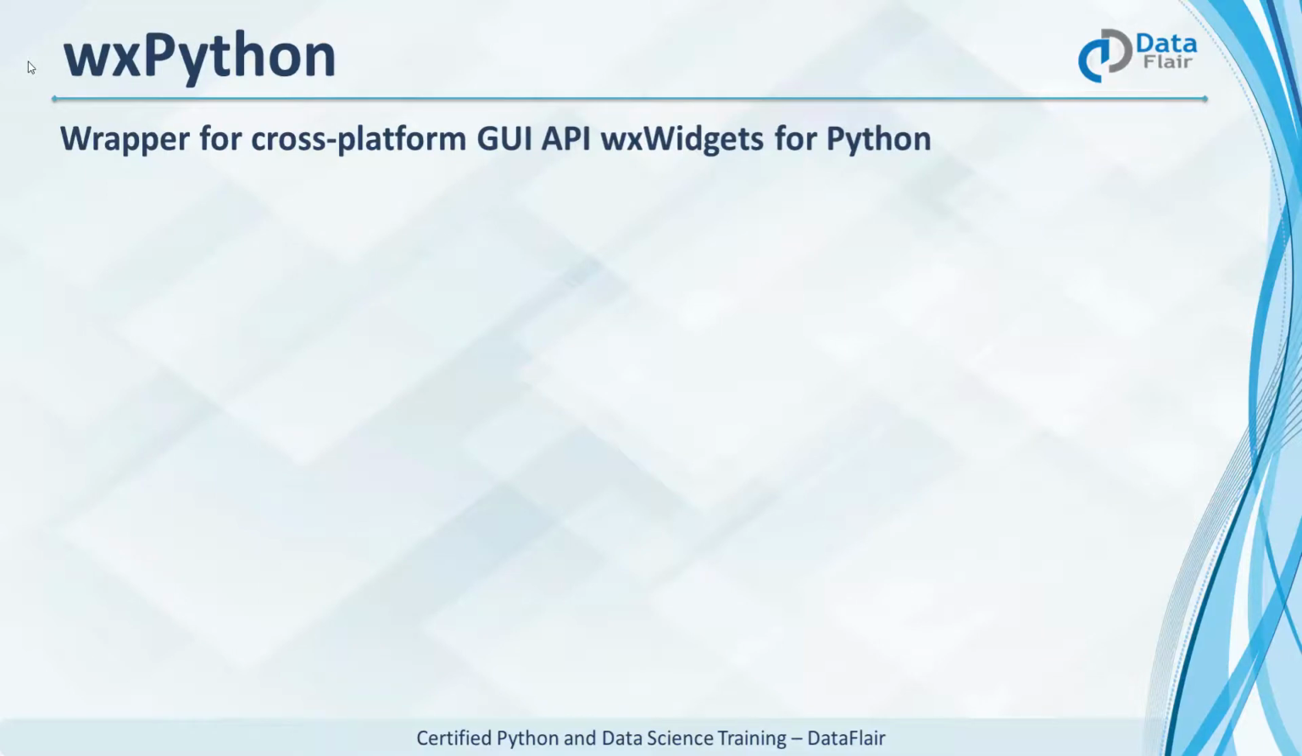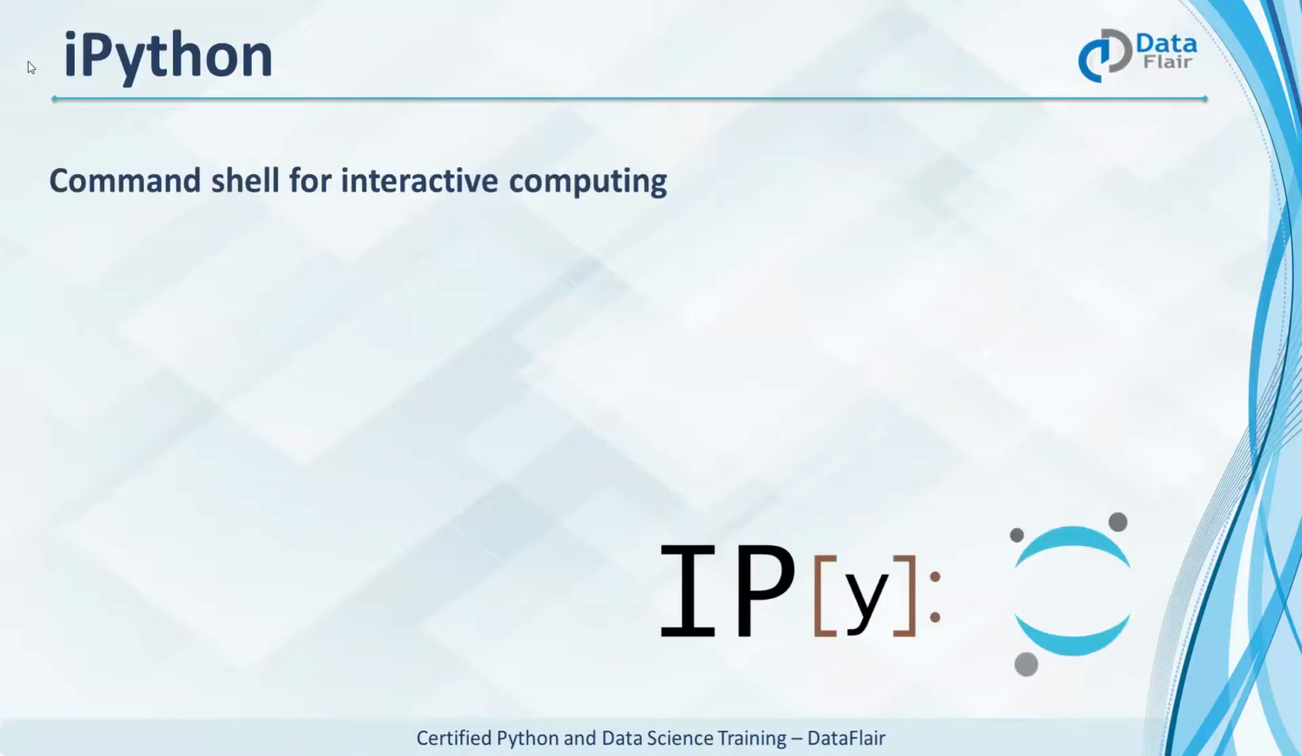wxPython is a wrapper for the cross-platform GUI API wxWidgets for Python. It is an alternative to tkinter and is implemented as a Python extension module. iPython is a command shell that supports interactive computing. It supports multiple programming languages. It also supports introspection, rich media, shell syntax, tab completion, and history.